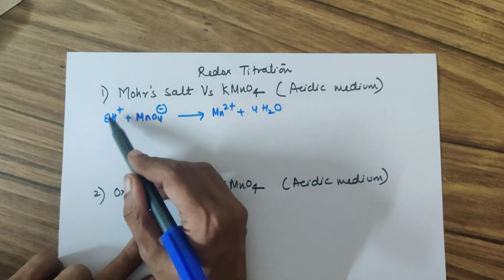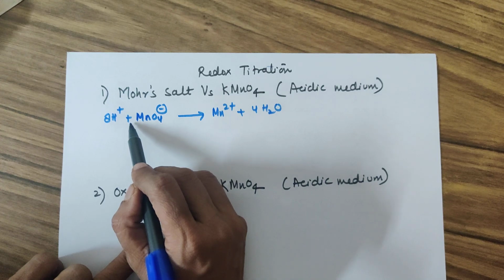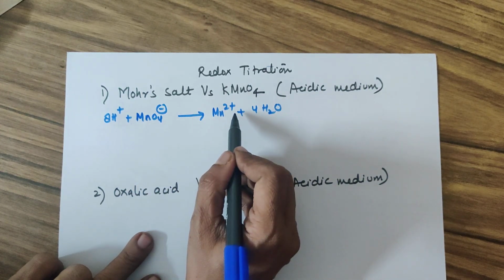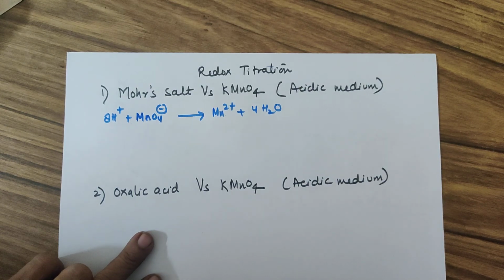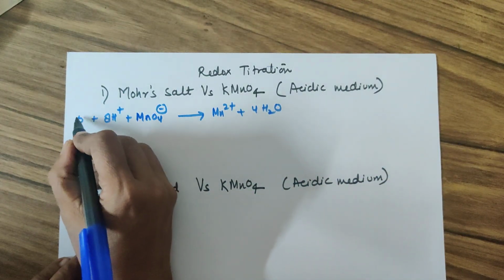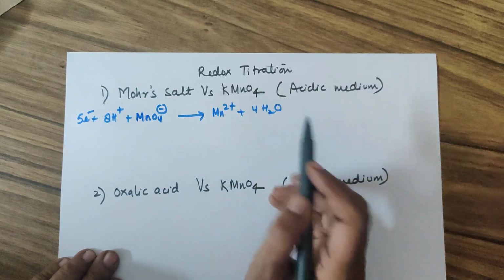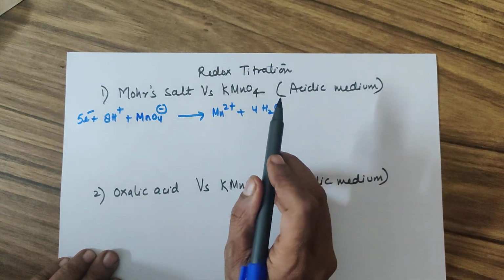Charge is to be balanced by electrons. -1, 8 positive, that means 7 positive remains. Here there is 2 positive. 7 positive and 2 positive, which means you need to balance the charge by adding 5 electrons on this side. So this is your reaction of reduction which happens during your titration.